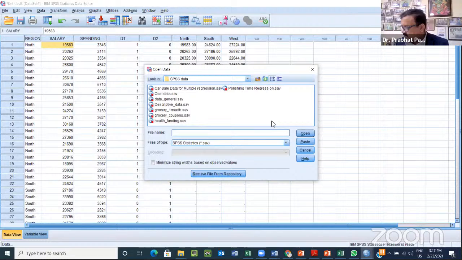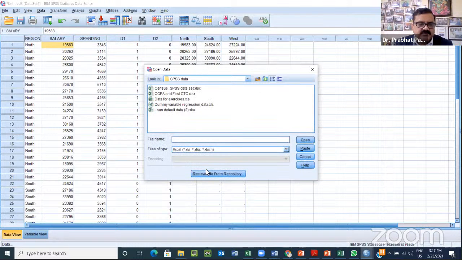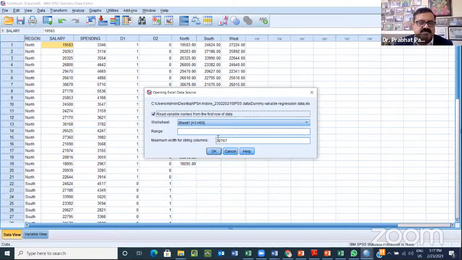So first, let me see where the data will be. I'm going to the Excel sheet, dummy variable. These data are all with you because I have already shared. Now this data is in sheet number 2, so I'm going to fetch data from sheet 2, not sheet 1.